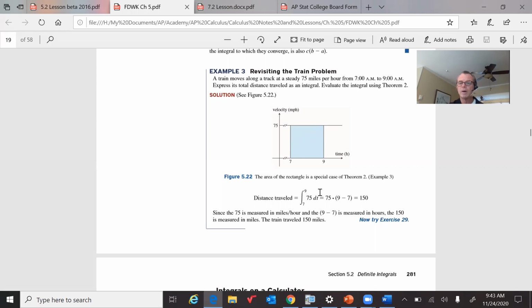Okay, so you're adding up all these rectangles, and you're getting the height, 75, times the width, which is how wide this thing is, which is 9 take away 7. So there's the 150 miles that this train will have covered in 2 hours. Okay, so the problem's a little simplistic, but it's helping you match the notation with the question, right? And then all we're doing moving forward is finding the area under more challenging functions.